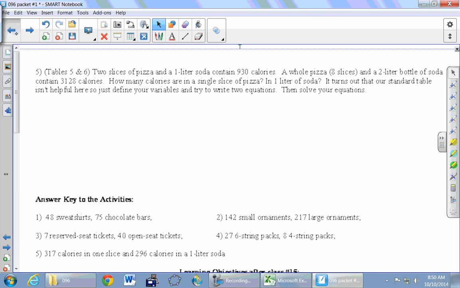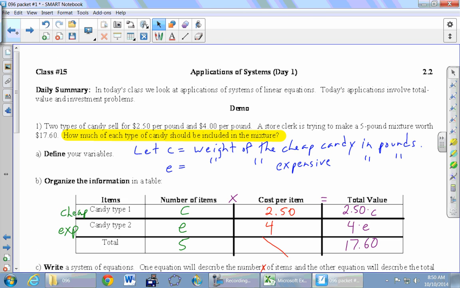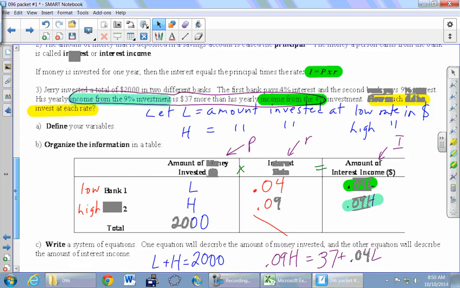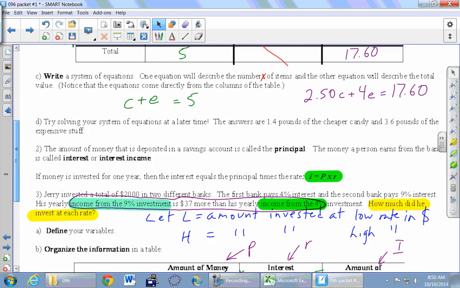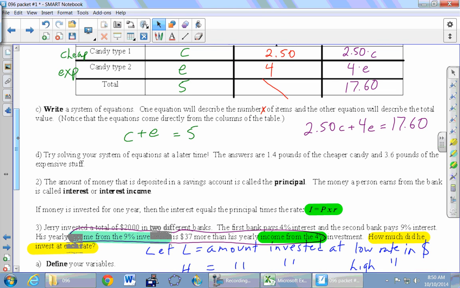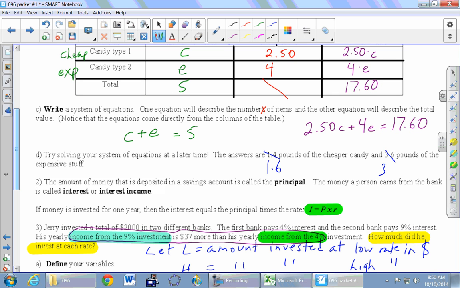And so if you feel like going back and checking, Sam had mentioned that on this problem from last class on page 65, Sam actually tried plugging in the 1.4 pounds of the one candy and the 3.6 pounds of the other, and they didn't satisfy our second equation. And he's absolutely right. I made a mistake when I typed this up. This one should have been 1.6, and this one should have been 3.4. So thank you, Sam. So if you went ahead and solved those, or you want to solve them later for practice, go ahead and fix my answer key because I made a mistake.